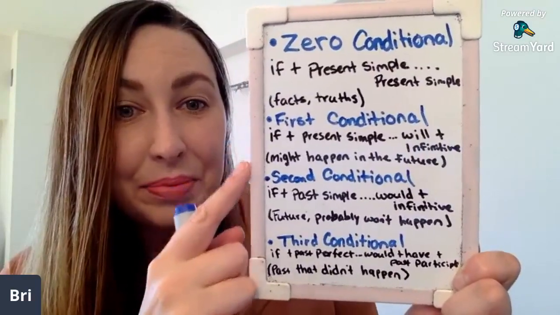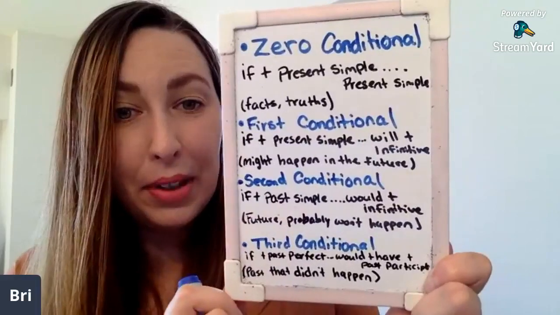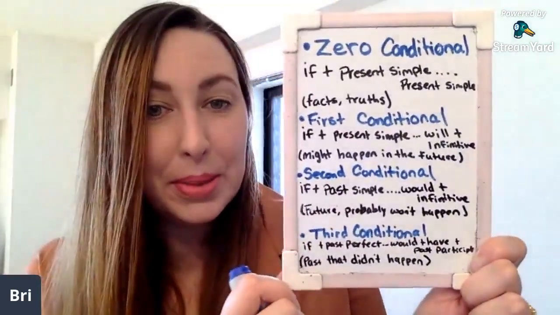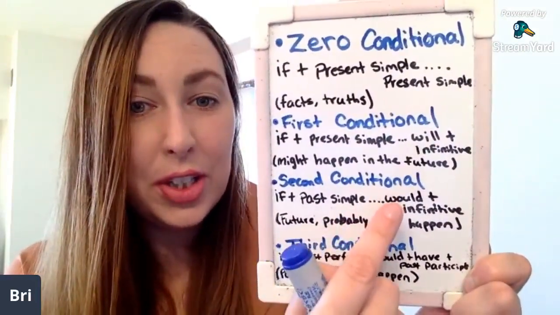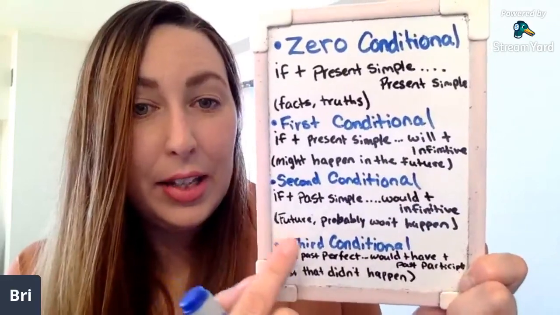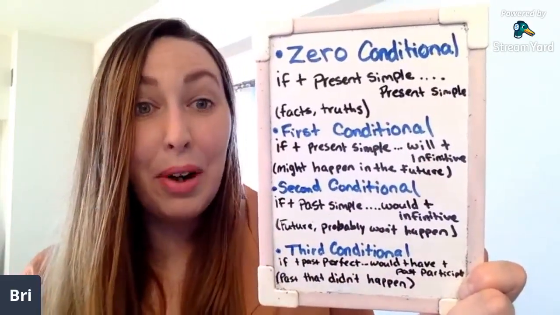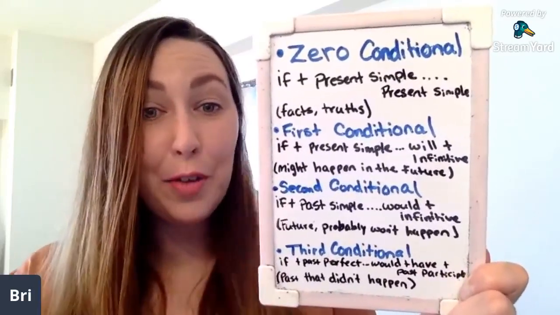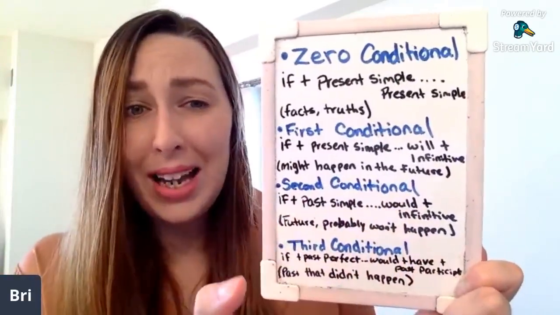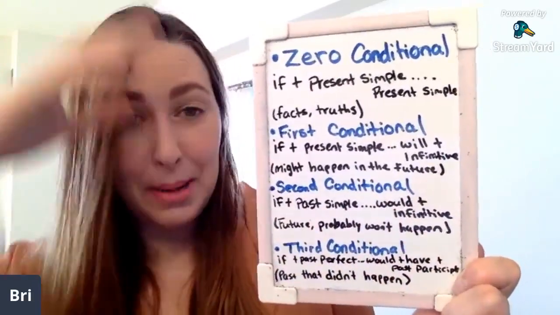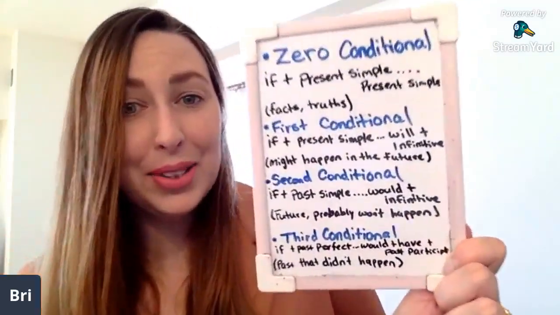Let's see. Second conditional. If plus past simple, then would plus infinitive. So we're going to change this to would. So it's about the future and things that probably won't happen. So if I had $1 million, I would buy a house. I would buy a big house. If I had $1 million, I would buy a very big house.